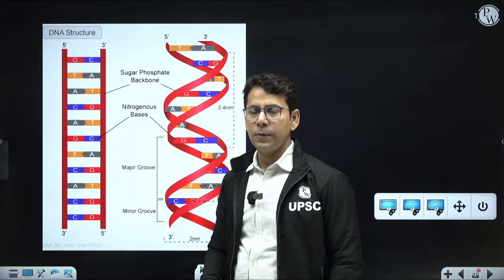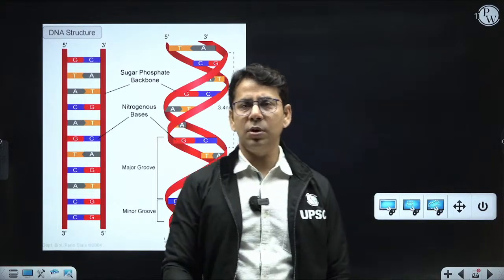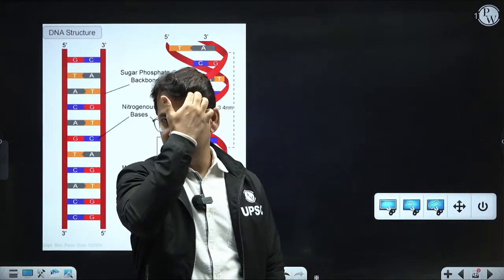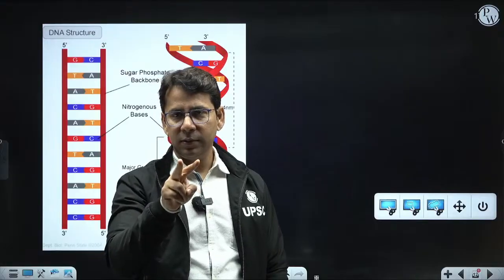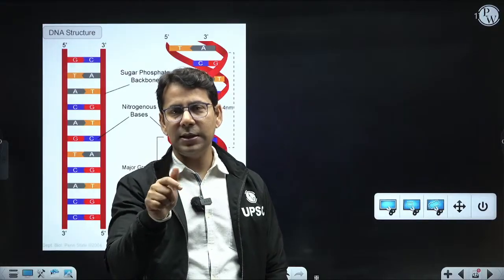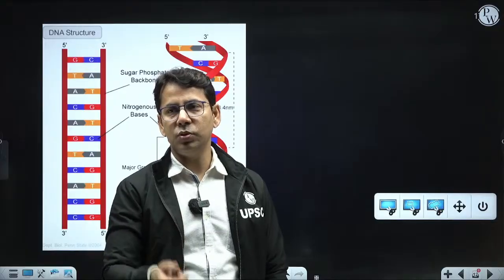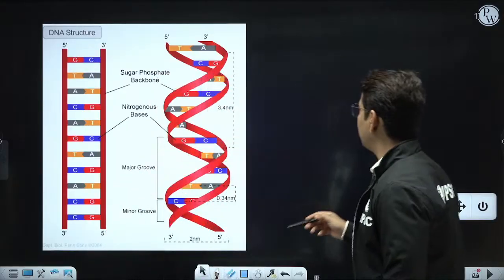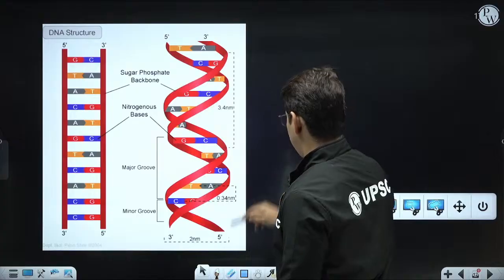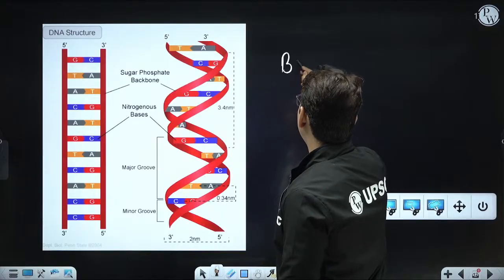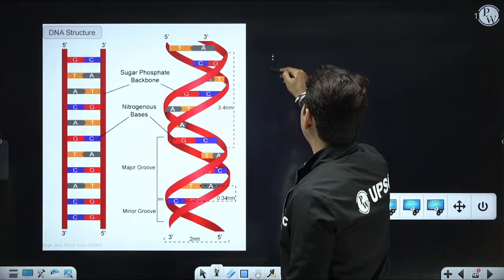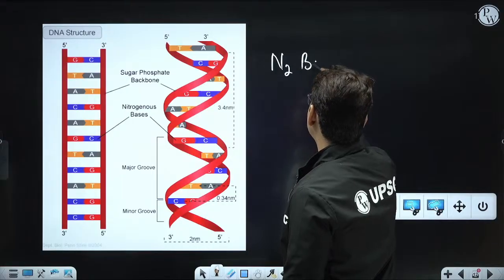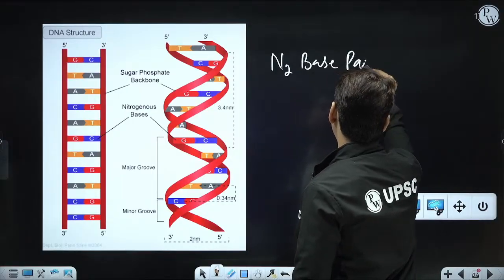Anuradha, that is hydrogen bond, but then it's of no use. The bond between A and T and G and C is called hydrogen bond, but it's of no use. Remember just one thing: base pair. What we need to understand? Base pair, or we can call it nitrogen base pair.